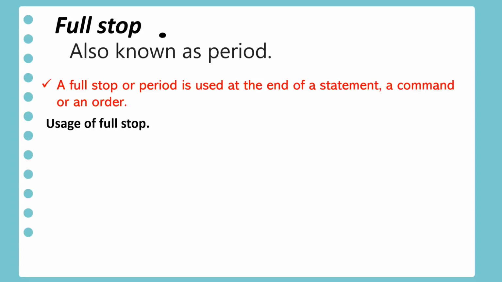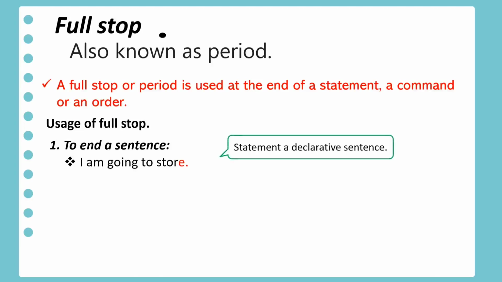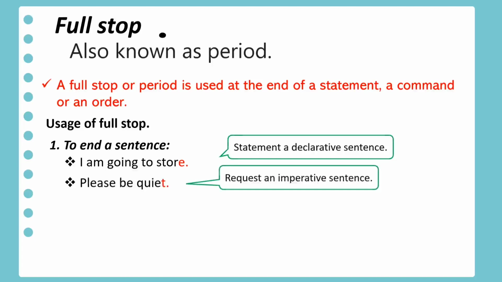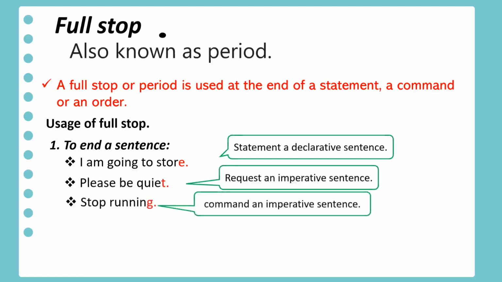A full stop is used at the end of a sentence, that is, a statement, a command, or an order. For example, I'm going to a store. Please be quiet. Stop running. Here, we can see full stops at the end of the sentences.